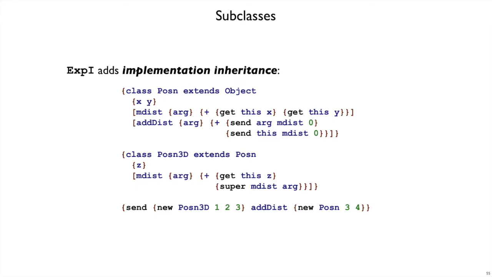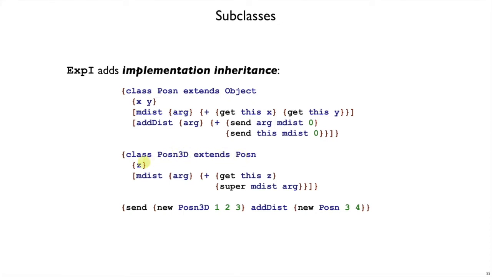What we're going to do now is add a new layer to Curly, a new Curly dialect that adds implementation inheritance. So we're going to change class so that it has this keyword extends after it, and then you always put the name of a superclass. The class Object is built in and has no fields and no methods, so you can always use that when declaring a class. Or in a class like Posn3D, you can name some previously defined class like Posn.